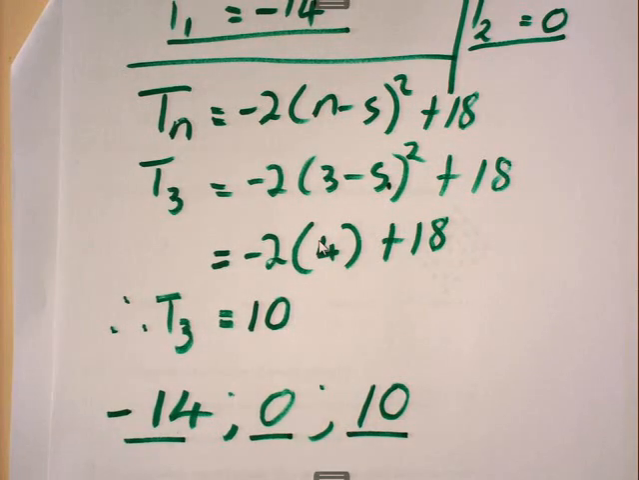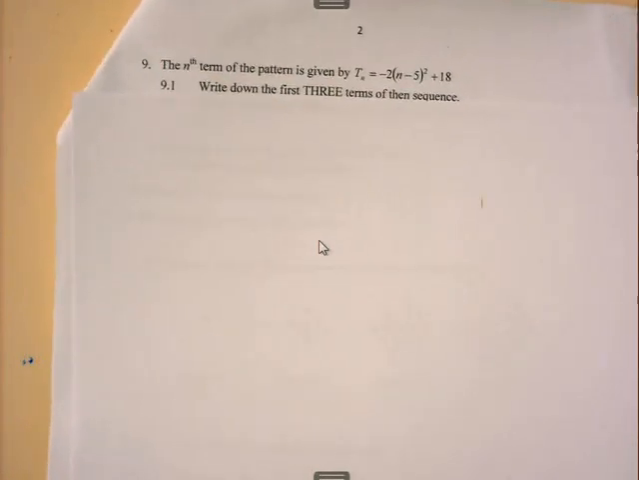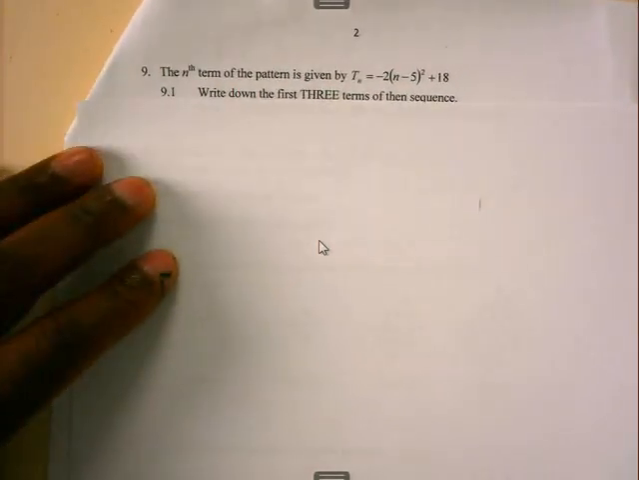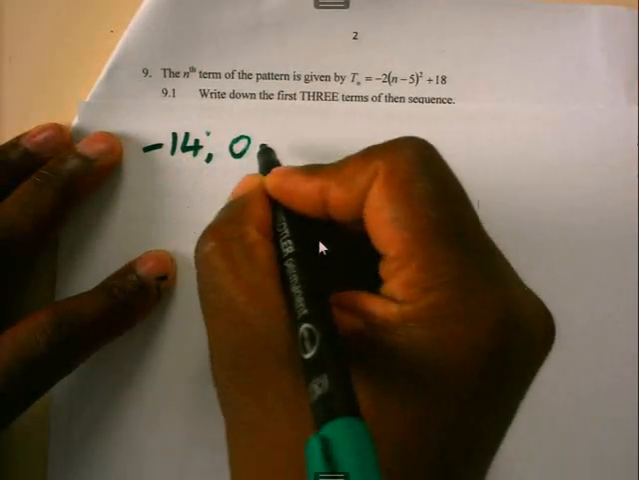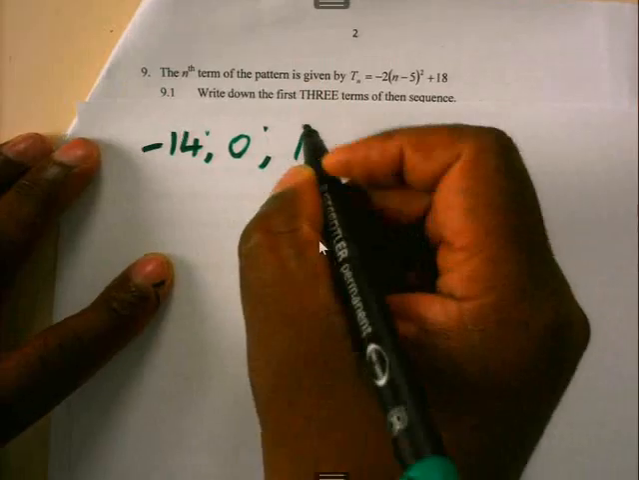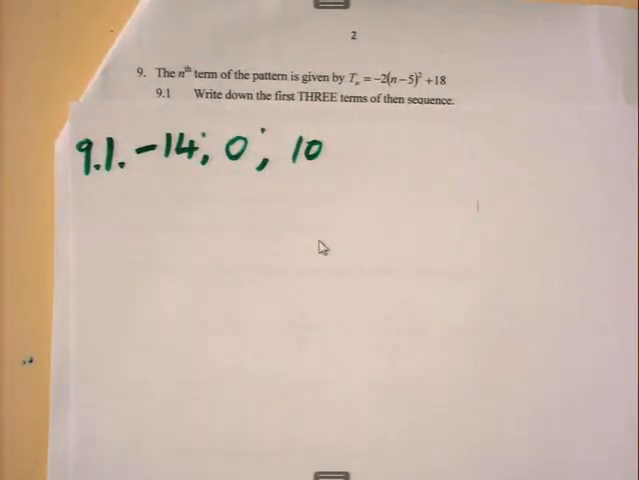If you remember the question very well, the question stated, write down the first 3 terms of the sequence. So we said those first 3 terms are minus 14, 0, and 10. That is how we answer 9.1. I hope you are happy with it.